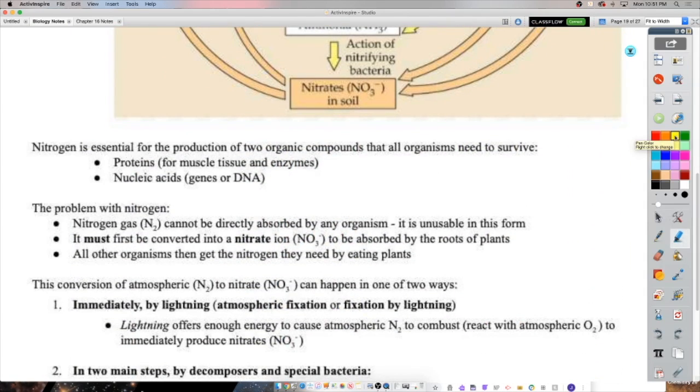Okay, so nitrogen is essential for life, just like carbon, water, and oxygen were. And the reason is that it produces two things that you very much need to survive. The two things that nitrogen is very important for are proteins. Those are things that make your muscles, the enzymes that allow you to do a lot of bodily functions, like your spit is full of enzymes, your digestive system is full of enzymes, okay? And also nucleic acids, which is what makes up your DNA, so your genes, right? What makes you you? What gives you brown hair or blue eyes or whatever it might be?